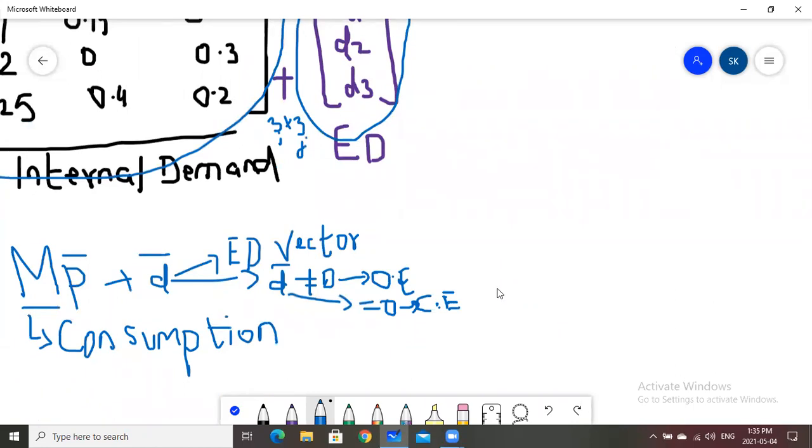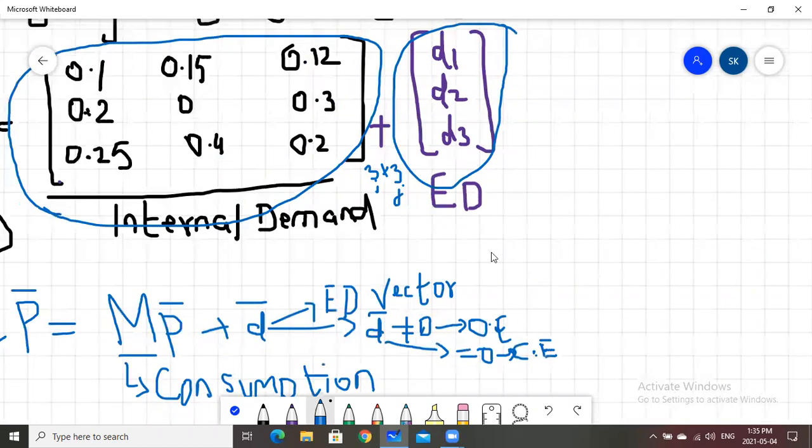So this is all about our Leontief input-output model, which we have studied today. It is a very important model from economics perspectives and your course perspectives as well. If there is any question, you can ask me anytime. Thank you very much.